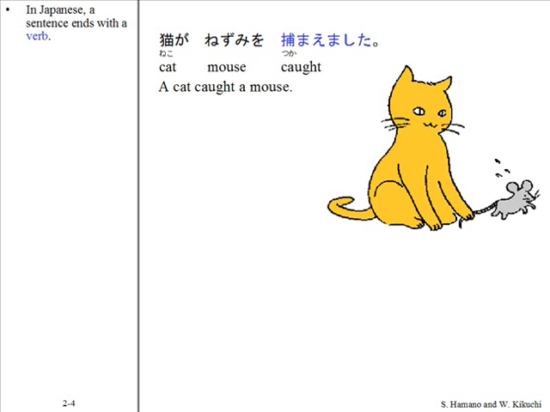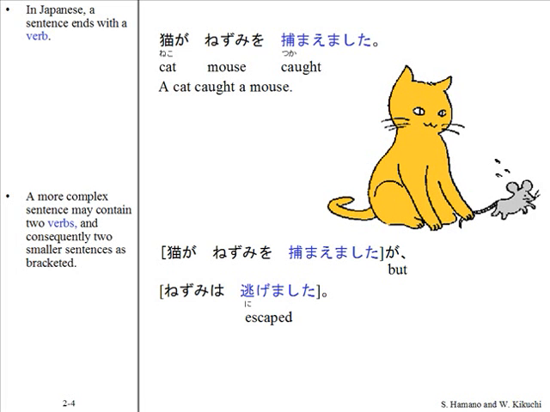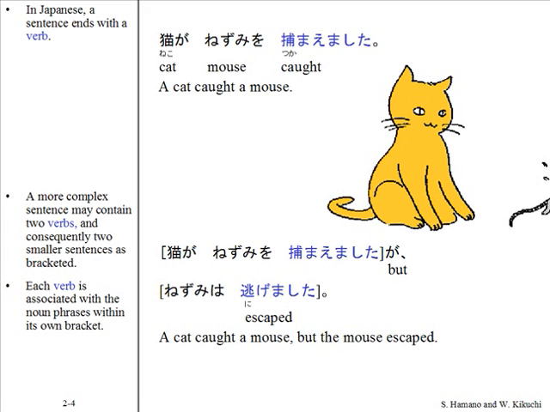the word order. In Japanese, a sentence ends with a verb. 猫がネズミを捕まえました。 A more complex sentence may contain two verbs, and consequently two smaller sentences as bracketed. 猫がネズミを捕まえましたが、ネズミは逃げました。 Each verb is associated with the noun phrases within its own bracket. You cannot link the verbs and the noun phrases this way.